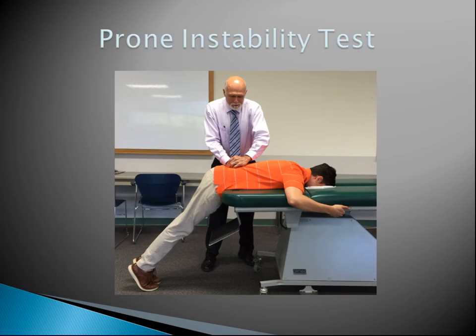The prone instability test is performed two ways: one with the legs extended, as is shown here, or with a lower position with the patient kneeling. Pressure on a spinal segment is applied to determine discomfort. The patient is then asked to lift the toes off the ground to determine if muscle contraction eliminates the discomfort.